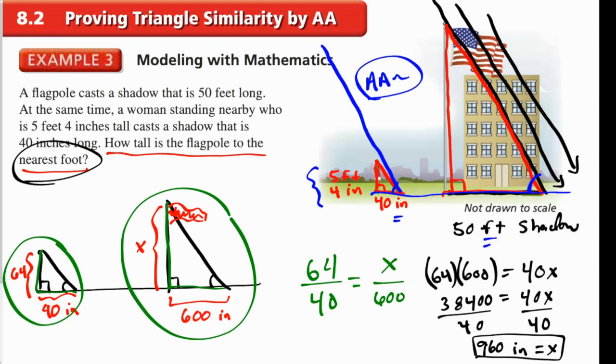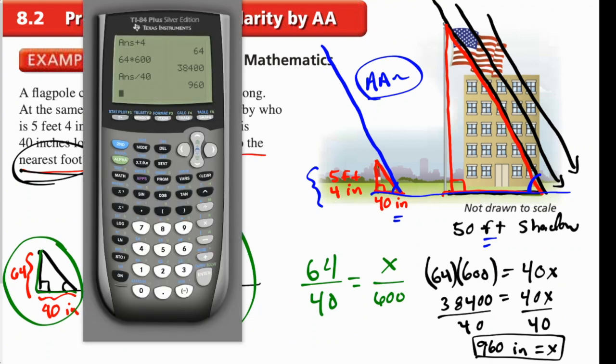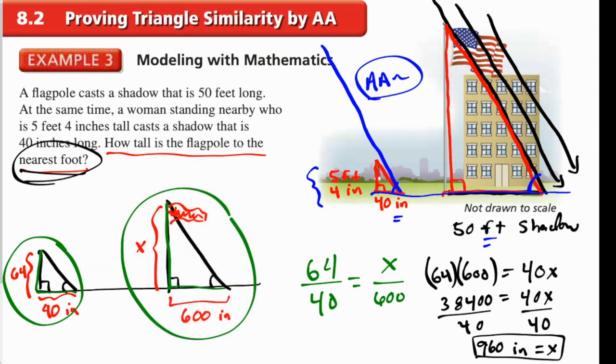It asked for the nearest foot, so that means we're rounding it to the nearest whole number. If it wanted a decimal, it would say the nearest tenth of a foot or the nearest hundredth of a foot. That's not what it says. It says the nearest foot, so we're rounding it to the nearest whole number. So we're going to divide that 960 by 12, and it tells me 80 feet. That is the height of the flagpole.